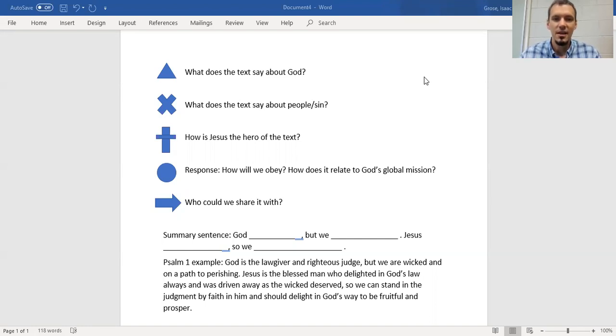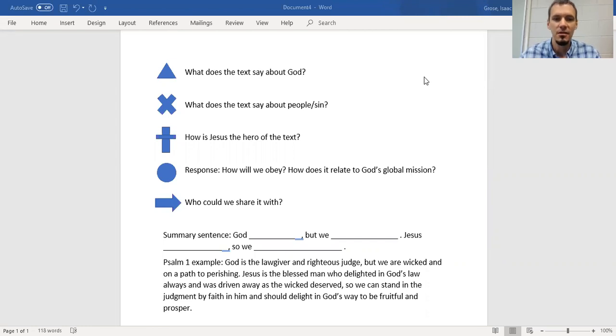So once we've kind of asked these questions, looked at the passage, got some notes, some ideas, we can draw this together into a summary, as you see on the screen. So for example, God is the lawgiver and righteous judge, but we are wicked and on a path to perishing. Jesus is the blessed man who delighted in God's law always and was driven away as the wicked deserve, so that we can stand in the judgment by faith in him, and we should delight in God's way to be fruitful and to prosper. So this is just an example.